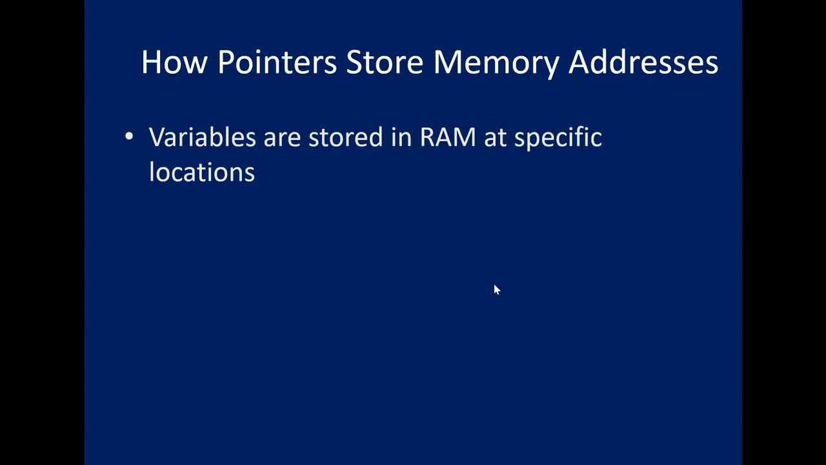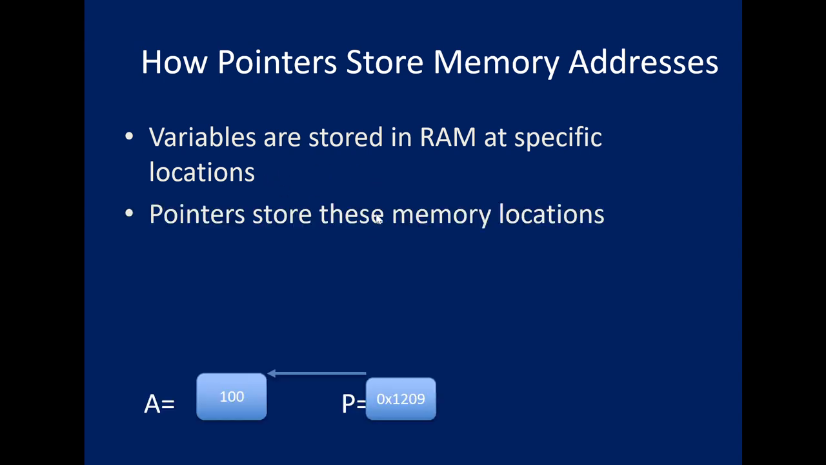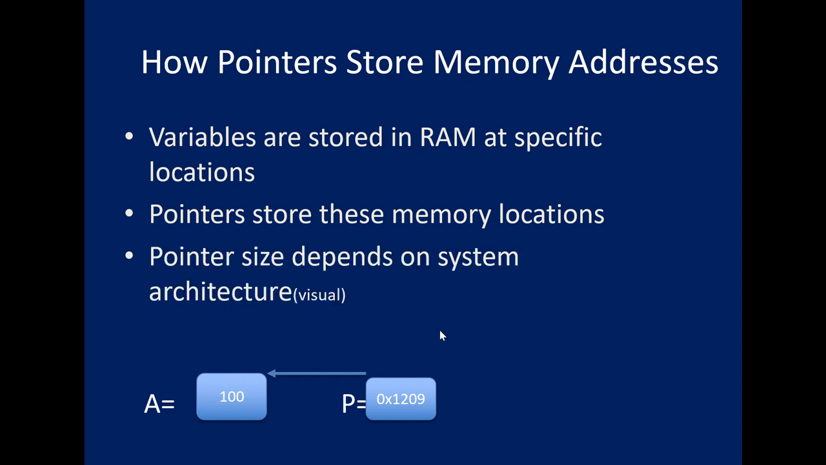How do pointers store memory addresses? Variables are stored in RAM at a specific location, and pointers store these memory locations. So supposing I have a location that's assigned with a value 100 and it is given a name A, and there is a pointer P that points to that memory location. For understanding's sake, let's assume this location is a hexadecimal address shown here. So the pointer variable will store that address, and the location that the pointer points to contains the data 100.